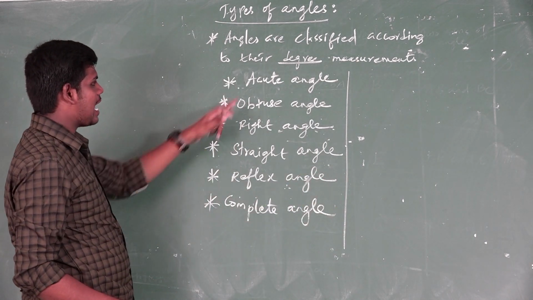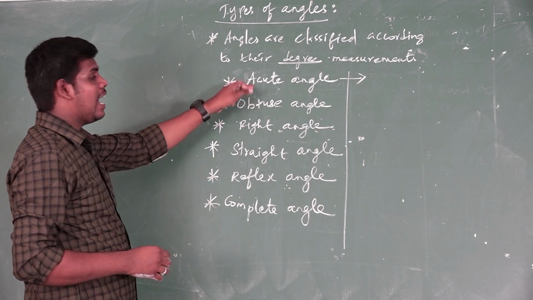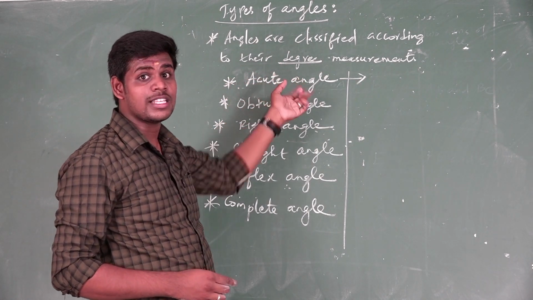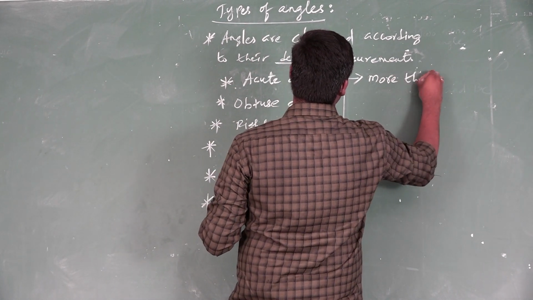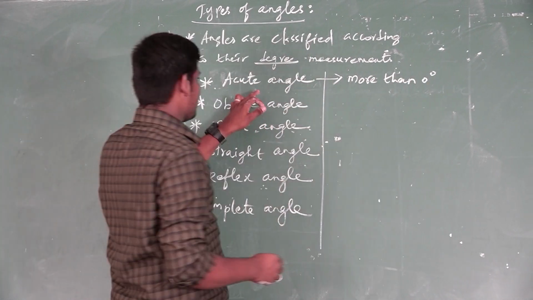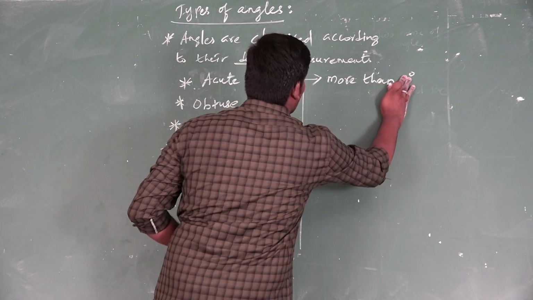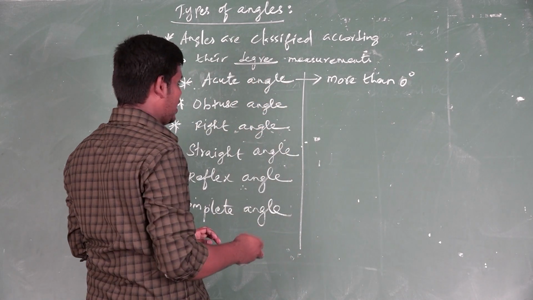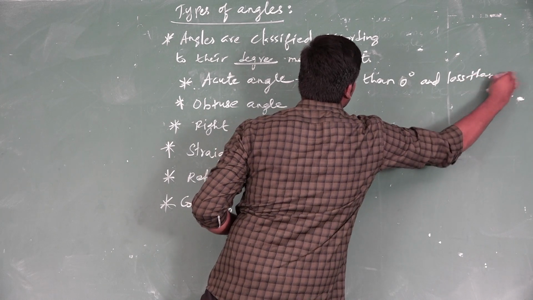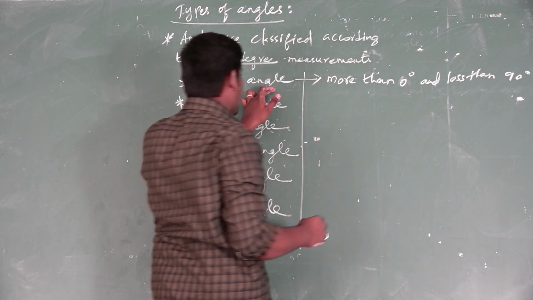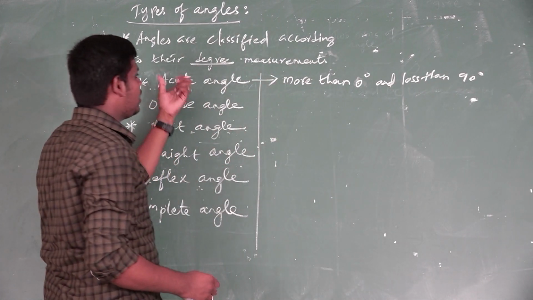The first one is acute angle. What do you mean by acute angle? An angle which measures more than 0 degree. Very important, more than 0 degree. The unit of angle is what? Degree. So we can draw that like this. More than 0 degree and less than 90 degree is called what? Acute angle. In between the place 0 to 90, that is called acute angle.